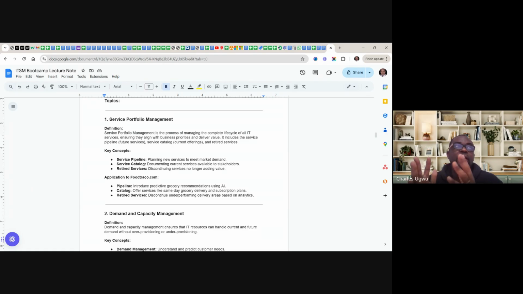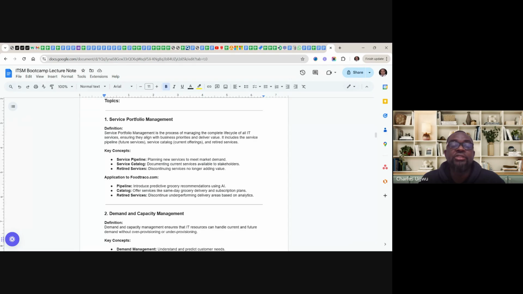Food truck is a food delivery platform, a food and grocery delivery platform. Let's look at the kind of service portfolio management we can create for food truck, looking at their IT need. If we are looking at pipeline, what will food truck need in future based on the kind of services they offer to the society?